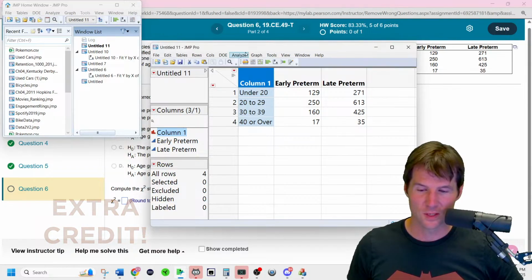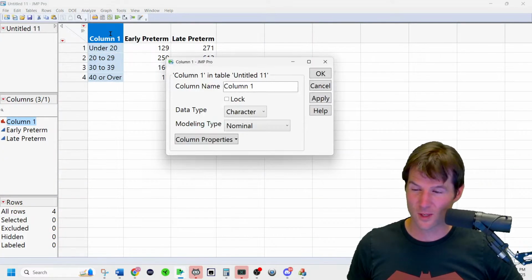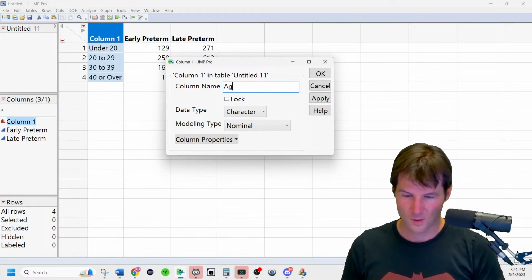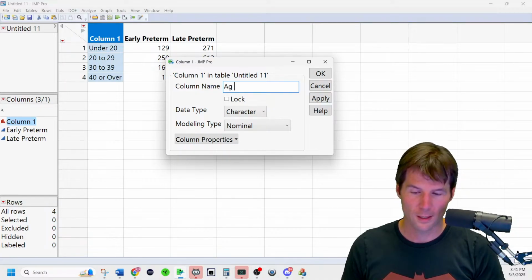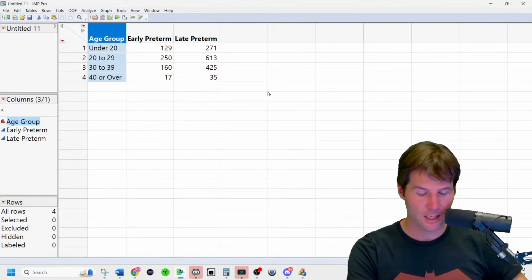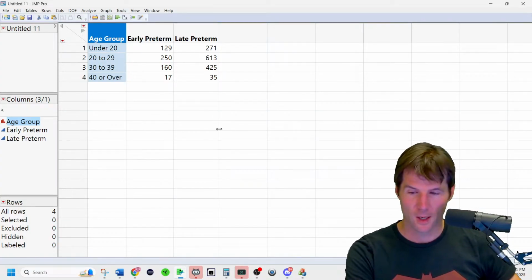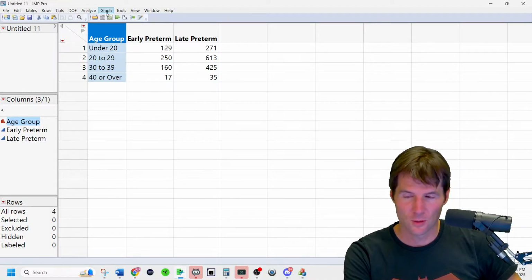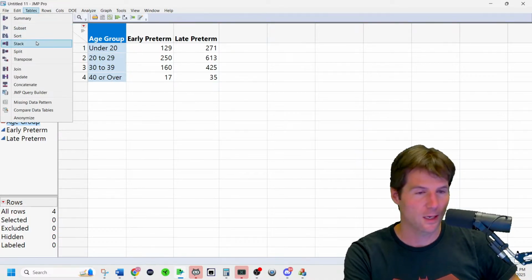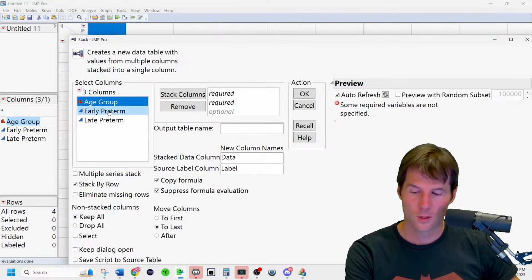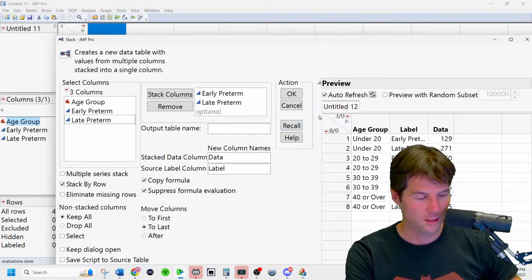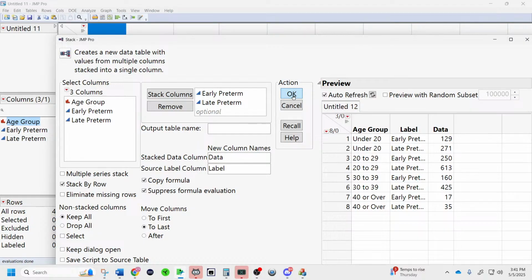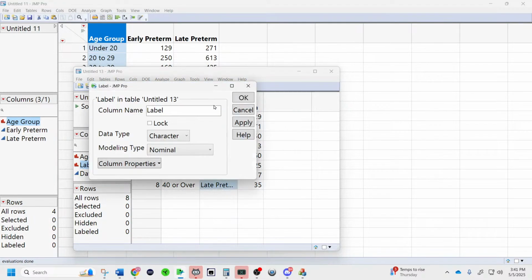We're going to change the top of this column right here to age group. And we got the age group located right there. And now we're going to go to Tables, Stack. We're going to double click the blue columns and then click OK. And then we're going to change this to outcome of the pregnancy.